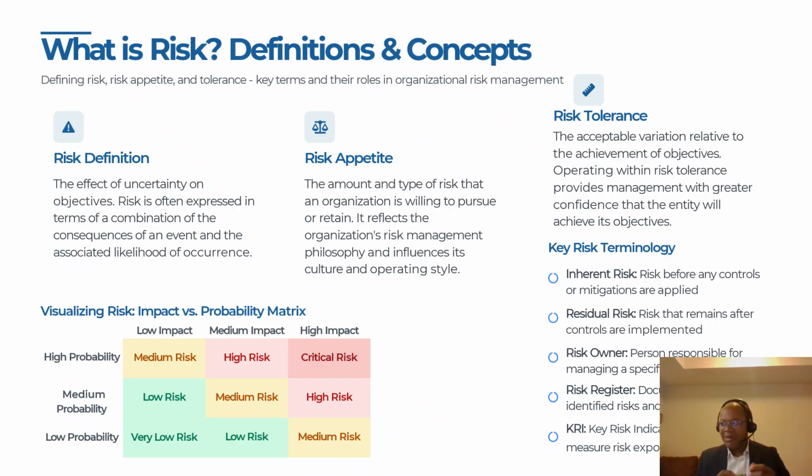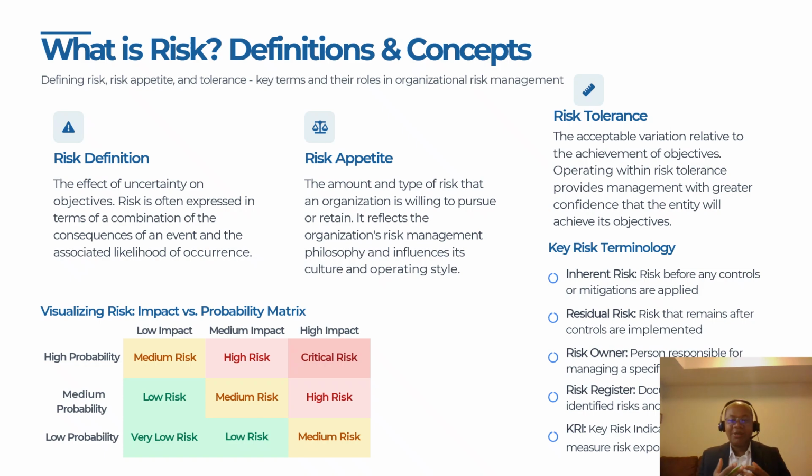Residual risk can be defined as risk that remains after controls are implemented. Like I said, no matter what we do, there must be some level of risk involved. And mitigation means putting things in place to reduce the severity of the impact.